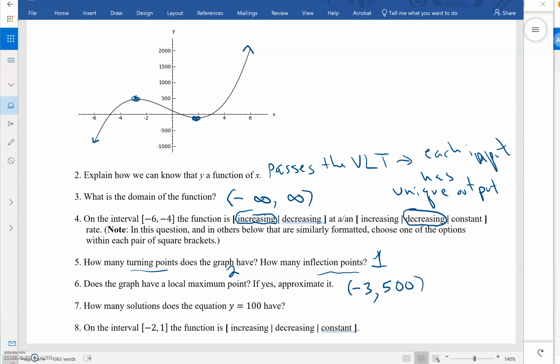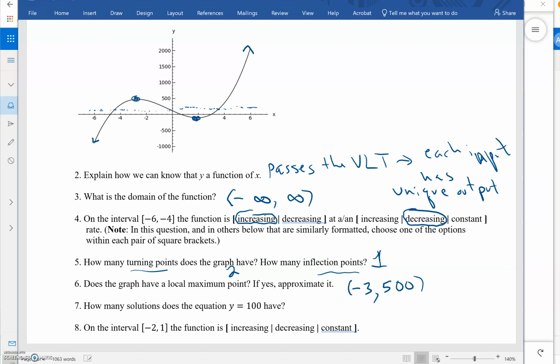And number 7, how many solutions does the equation y = 100 have? Well, 100, 200, 300, 400, so each of these tick marks is going to represent 100. So 100 is like right there. So if I draw a horizontal line, I'm trying to draw a dotted line there. It's bending a little bit, but it's supposed to be a horizontal line.